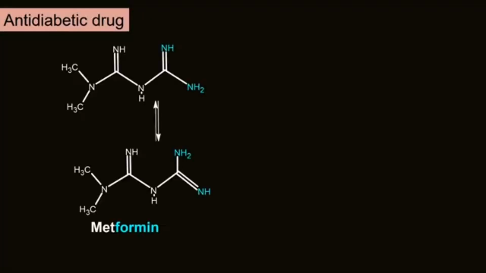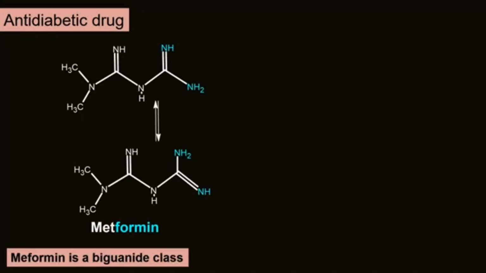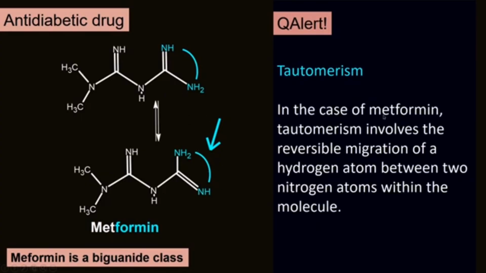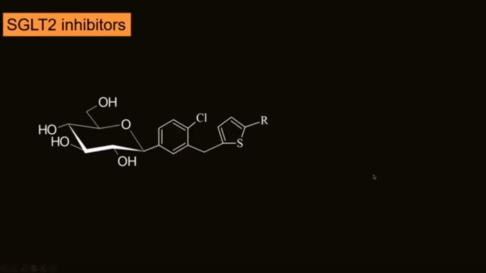Next, we look at the endocrine medicinal chemistry. Among them, antidiabetic drugs, especially metformin. Metformin has a unique structure, which is known as biguanide class of structure, which primarily undergoes a process known as tautomerism. Tautomerism means you could see there is a shift in the hydrogen from one nitrogen to other nitrogen. That process is known as tautomerism, which is a reversible migration of hydrogen atom between the two nitrogens. Next, the new class of drugs are SGLT2 inhibitors, such as gliflozins.